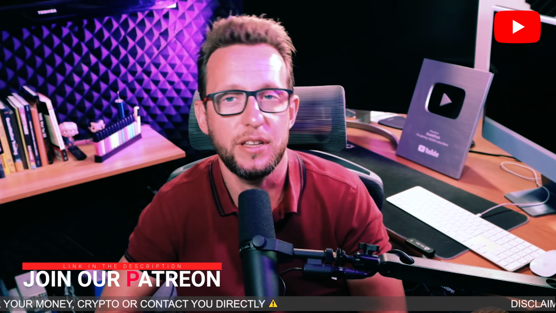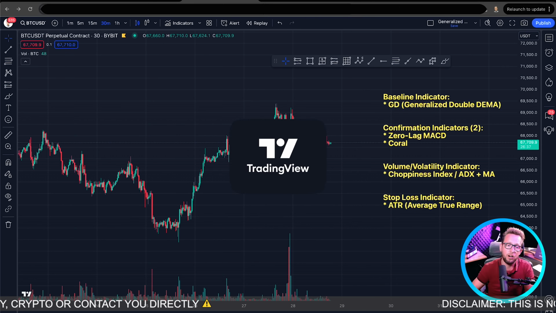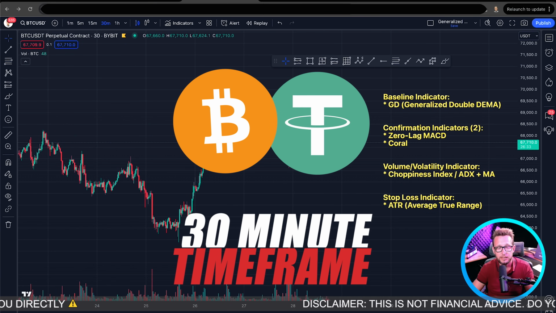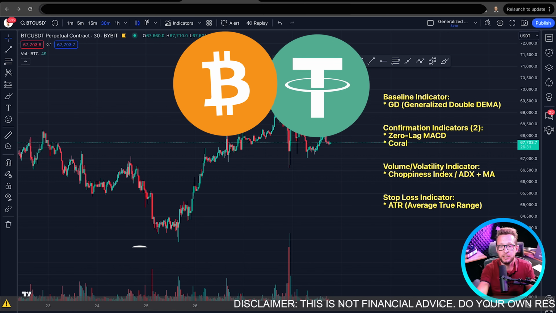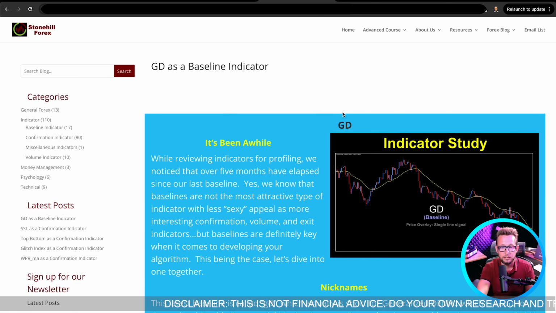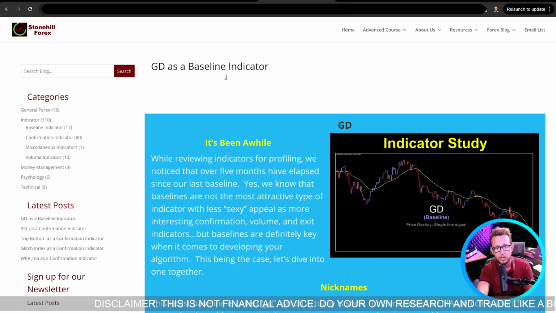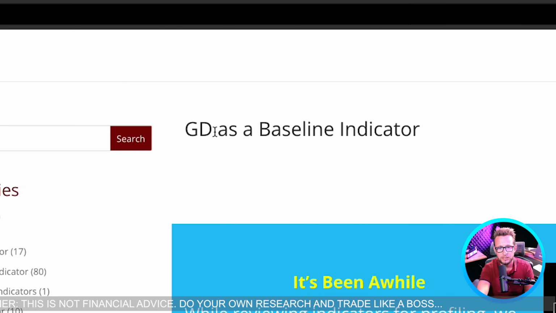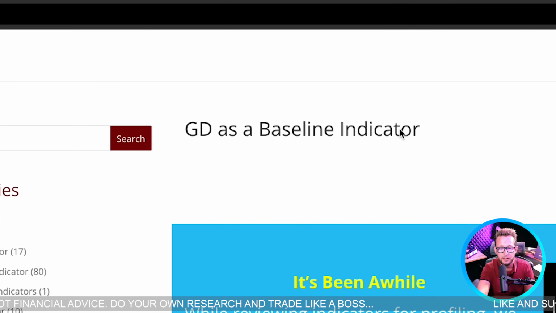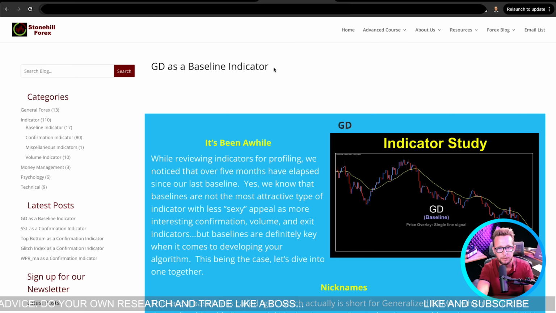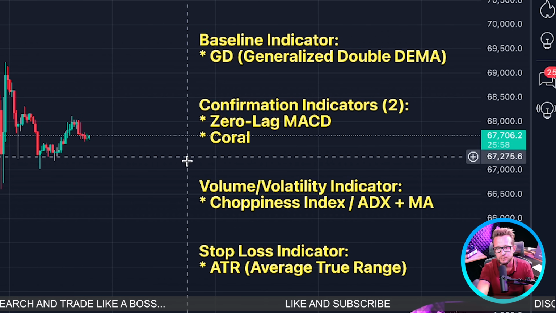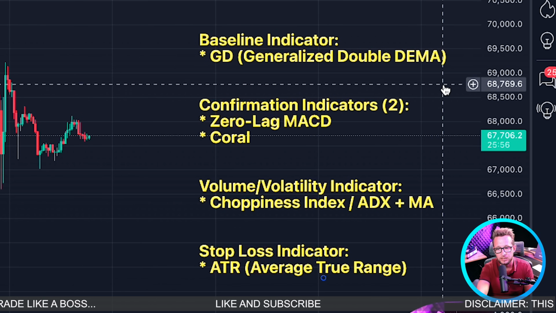Let's have a look at this trading strategy. Okay guys, here we are on TradingView on a 30-minute time frame, BTC USDT. First things first, we're going to give credit where credit was due. Today's trading strategy was inspired, as often, by the Stonehill Forex blog. The GT baseline indicator is one of the indicators we're going to be using today in our trading plan. Let's go back over to TradingView. Here is our plan. Here are the indicators that we're going to be using today to backtest this trading strategy.